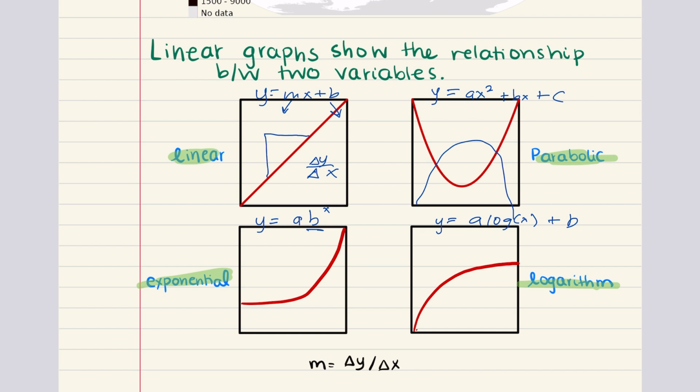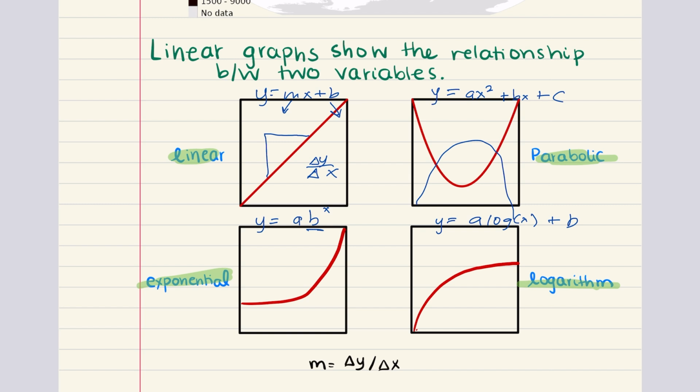Now, here we can also talk about semi-log and log-log graphs. Semi-log graphs are graphs where one axis is scaled logarithmically while the other axis remains linear. And log-log graphs have both axes scaled logarithmically.